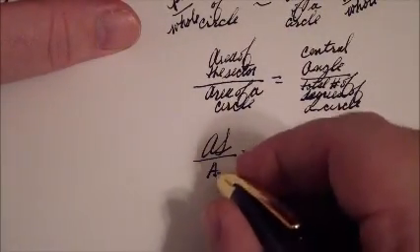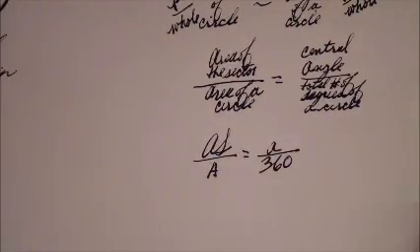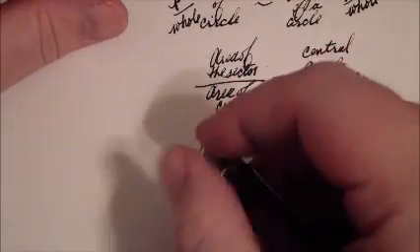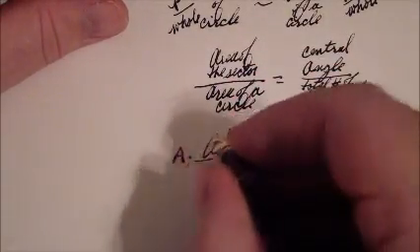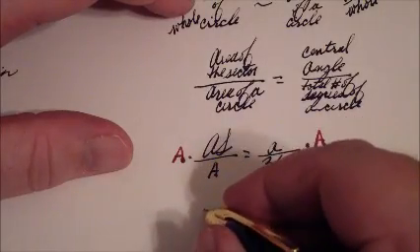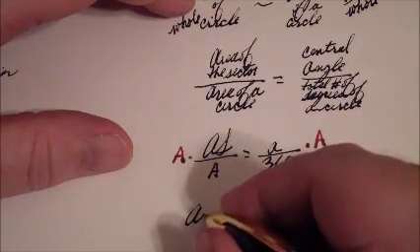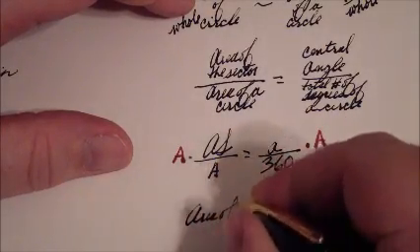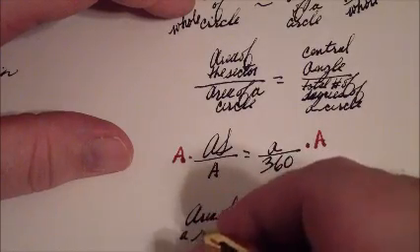So, finally, to get area of a sector by itself, got to multiply both sides by the area of a circle. Now that's going to leave us with area of a sector.